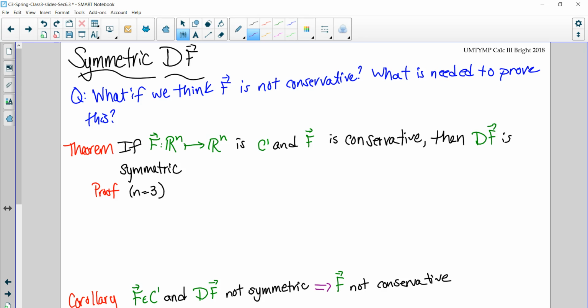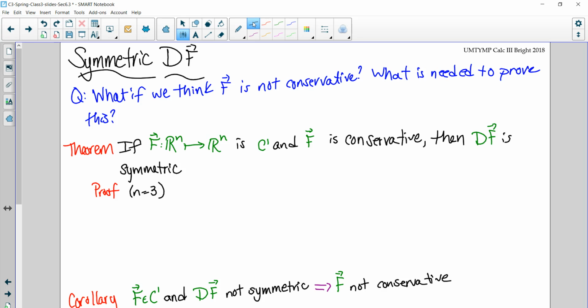So there's a theorem that says, okay, if we have a vector field that is C1, so that's the definition of the vector field, and we know it's conservative, then we know that Df is symmetric. Okay, so Df, just a reminder, is the derivative matrix. So if it's conservative, we'll go through the proof for the case of n equals 3, and then we'll just leave it for the other ones.